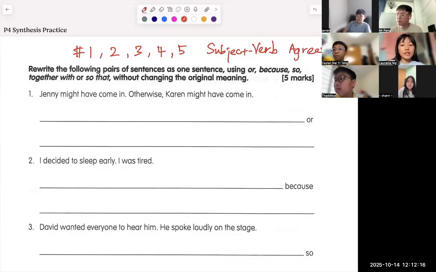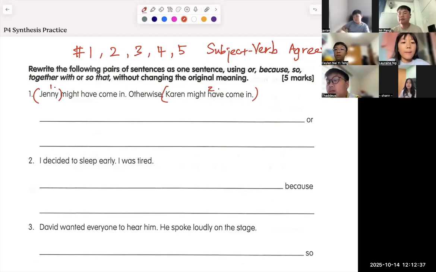Bracket Jenny, and put 1. Okay, excellent. Bracket Karen might have come in, and put 2. What did I do with the rest of the words? Cancel it. Cancel everything else.